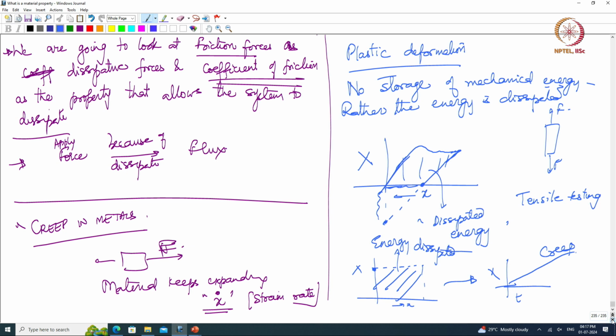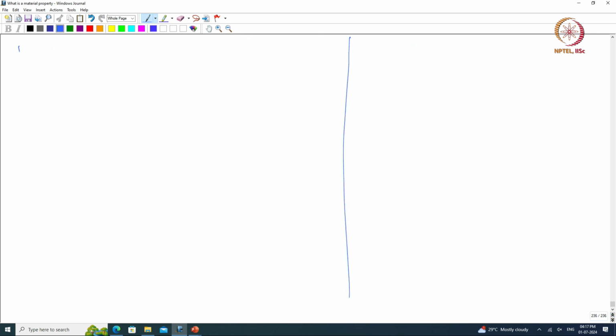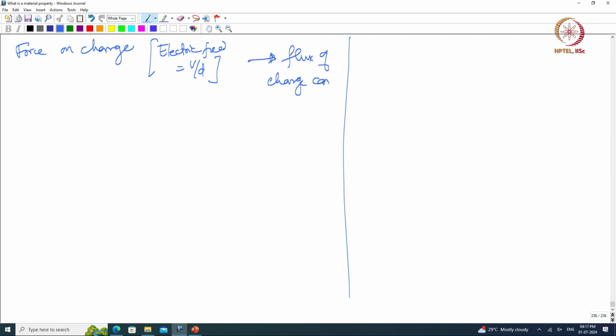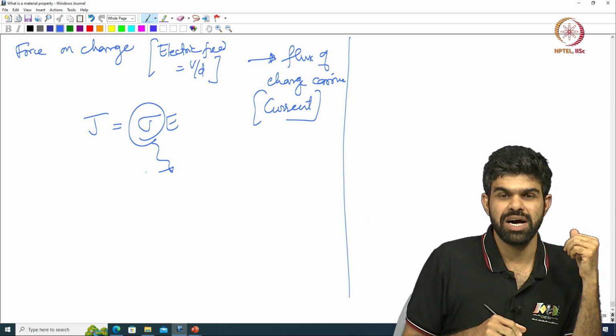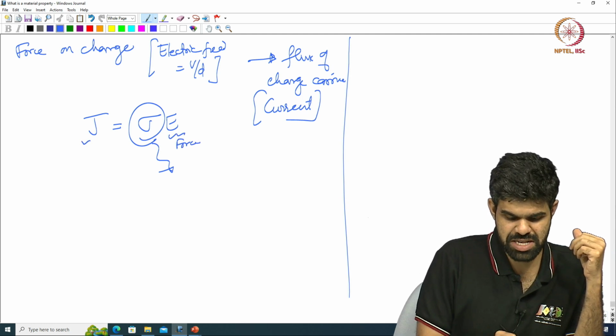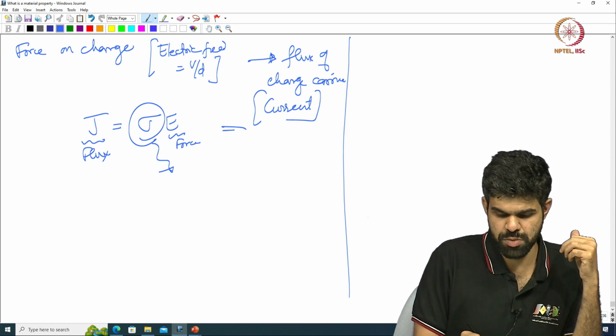The electronic problem is this: if I apply a force on charge carriers, which is actually the electric field, voltage per unit distance, then I generate a flux of charge carriers, which we call current. So I apply electric field, I generate current. What relates current with field is my quantity sigma. This is like the force, this is the flux, and this is Ohm's law.